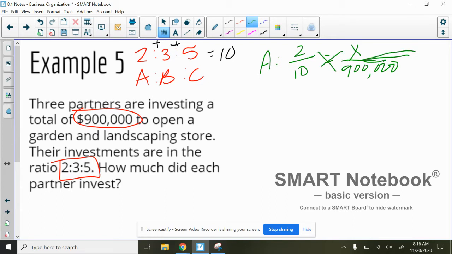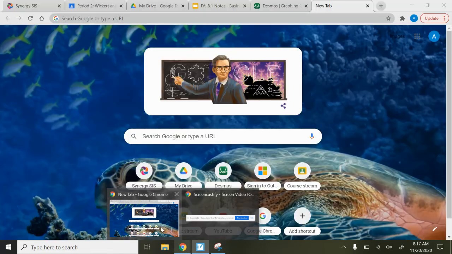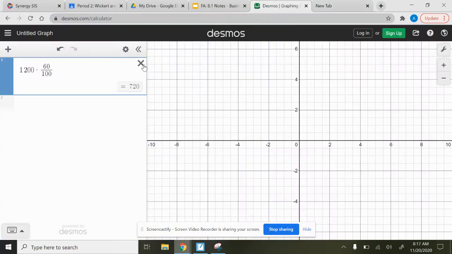We are going to cross multiply this. So when I cross multiply, I would get 10x equals 2 times 900,000. It's 1.8 million. And what we're going to need to do at the end here is divide by 10. So I'm actually going to go to Desmos and cross multiply. We need to know what 2 times 900,000 is, and we can see that that's 1,800,000.